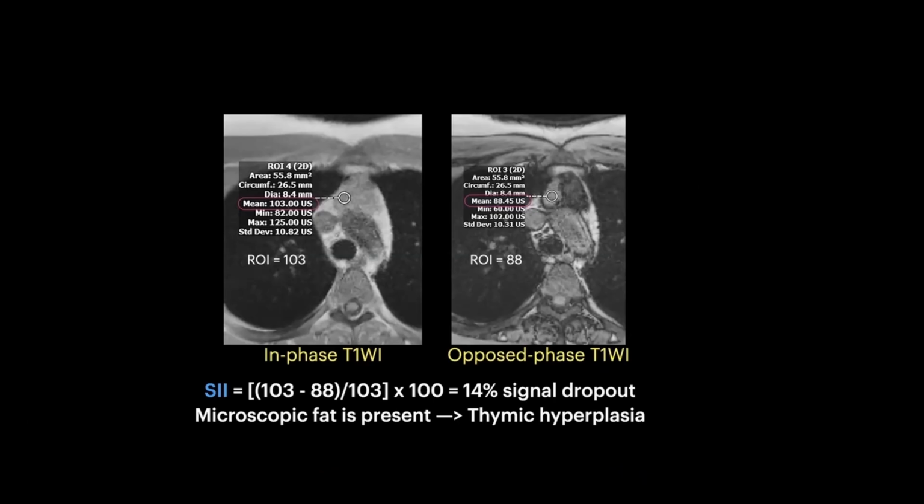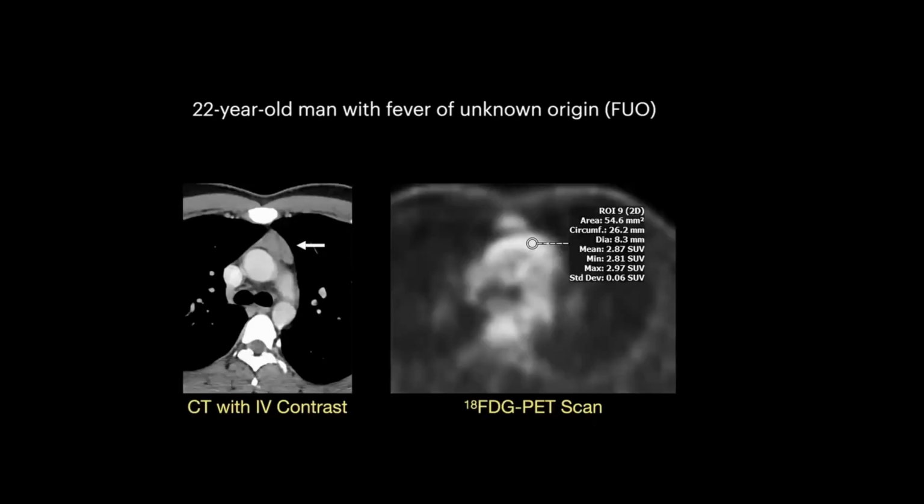We can't see qualitative suppression here, but if we put ROIs on the lesion, we could see that there was 14% signal dropout, which is more than the 9% signal suppression needed to prove the presence of microscopic fat. So all of this lesion was thymic hyperplasia. It does not need to come out.